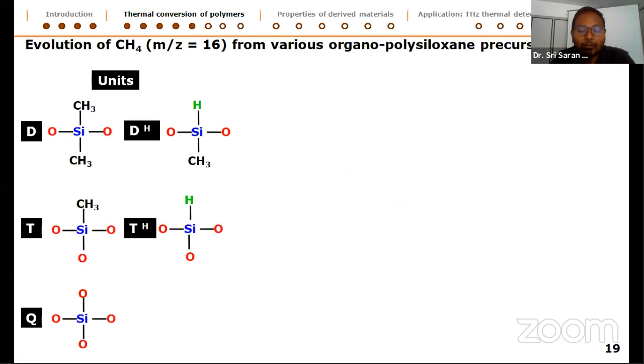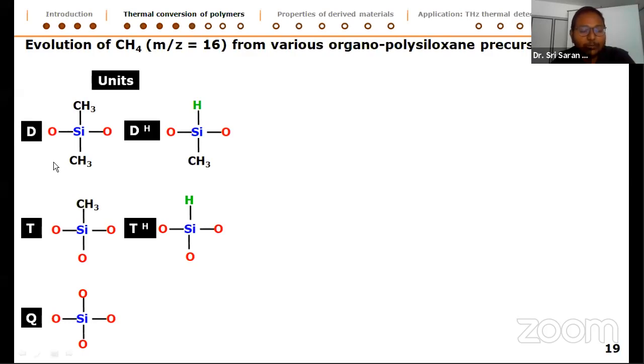So our technique is very, very powerful. The thermogravimetry coupled with mass spectrometry, we are able to compare using the evolution of methane from various organic polysiloxane precursors, and able to find out at which temperature the formation of carbon starts, even SiC starts.